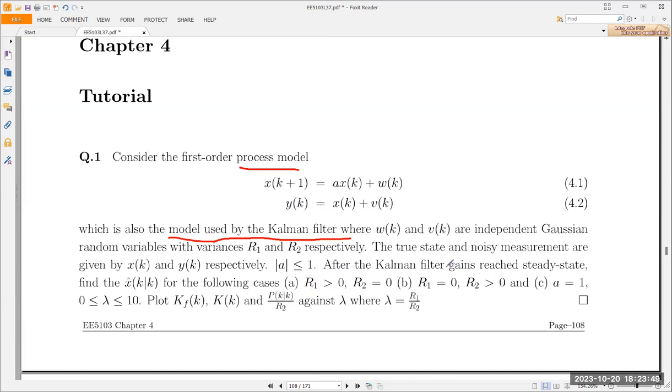Find the Kalman filter, find X hat for the following case. Now, the key thing is that after the Kalman filter gain reaches steady state, which means the K, KF, the P, and the P(k+1), you will find later when you use the MATLAB program that after a while, K plus 1 is equal to K, which means they reach steady state. P plus 1 is equal to P. So here the question is, after the Kalman filter reaches steady state, find X hat.